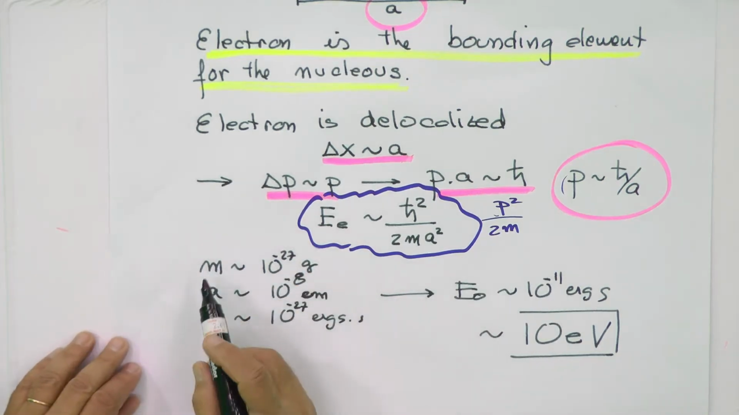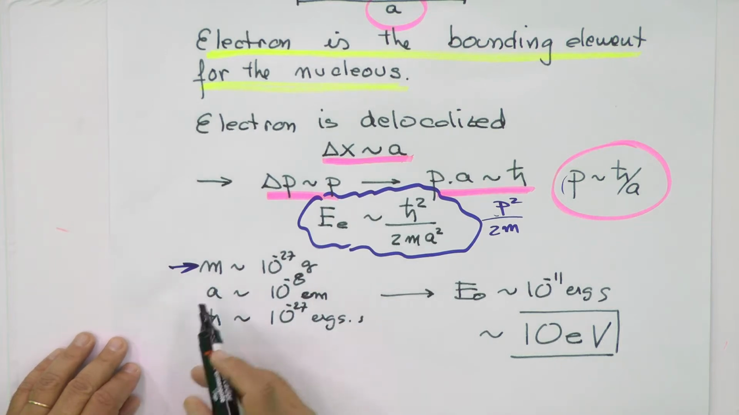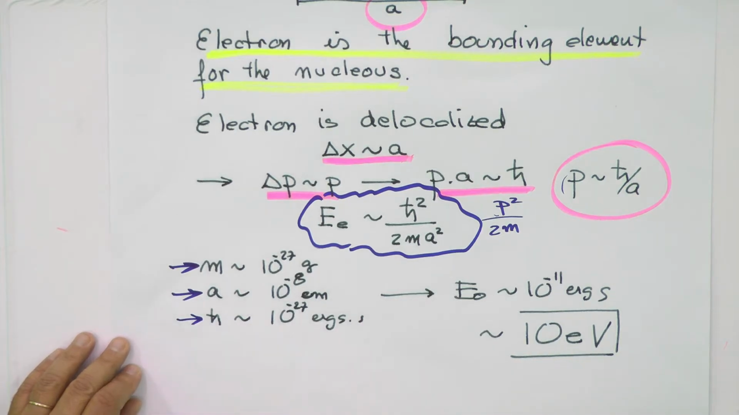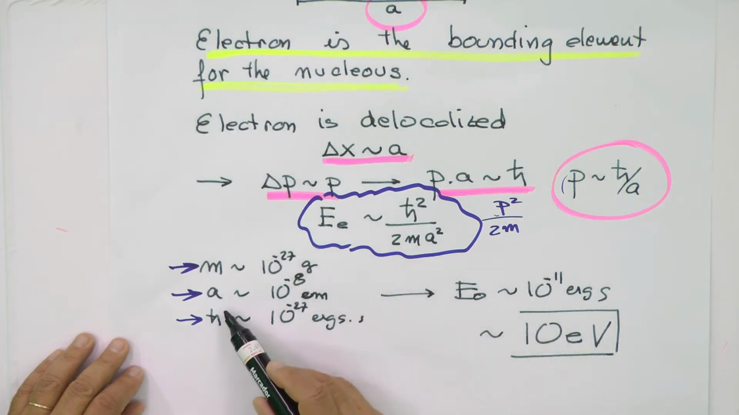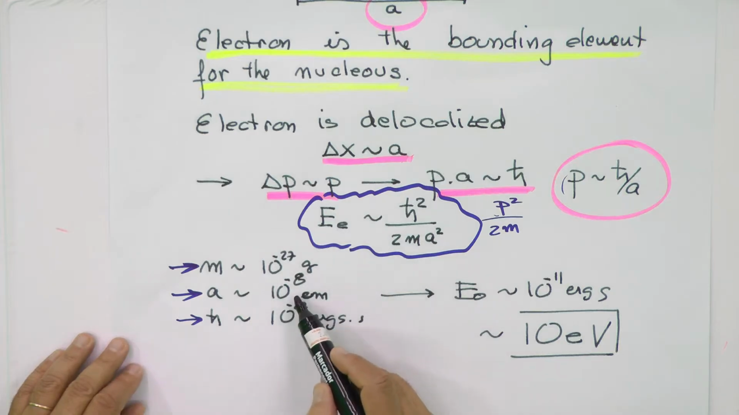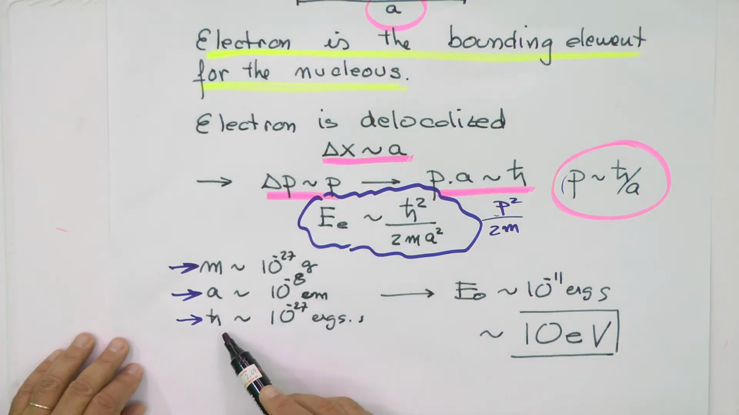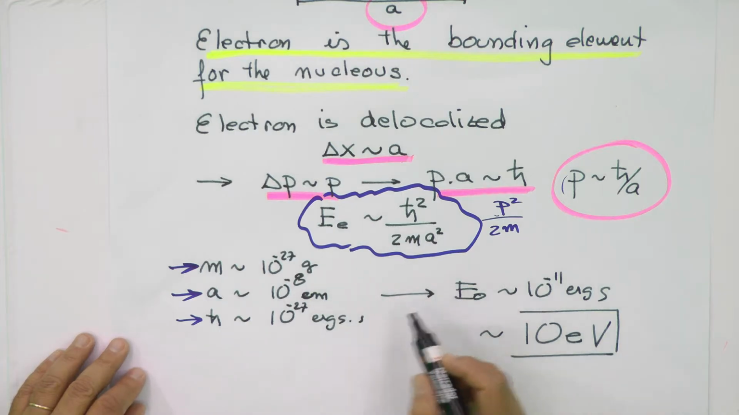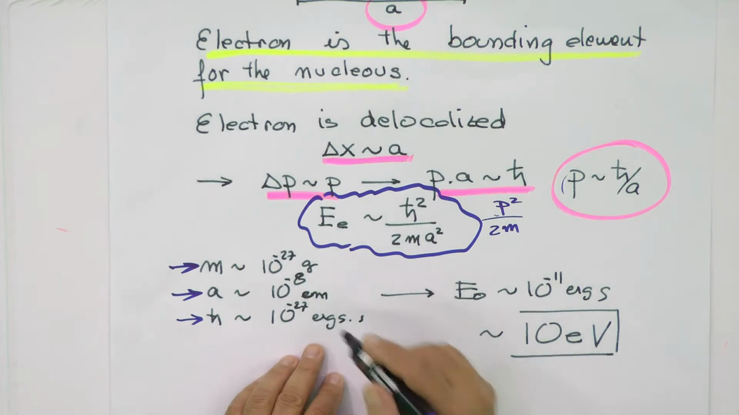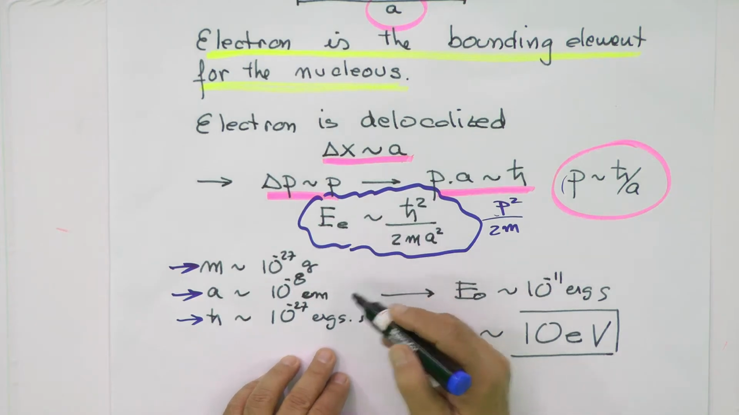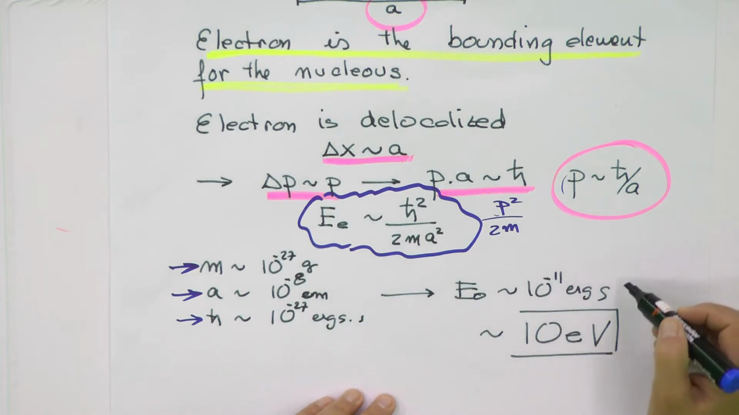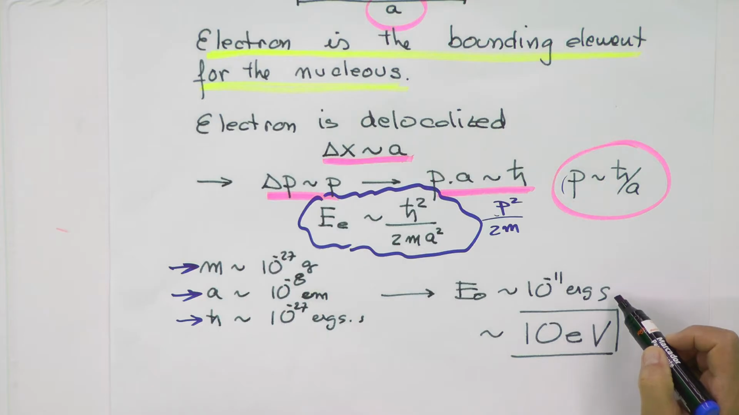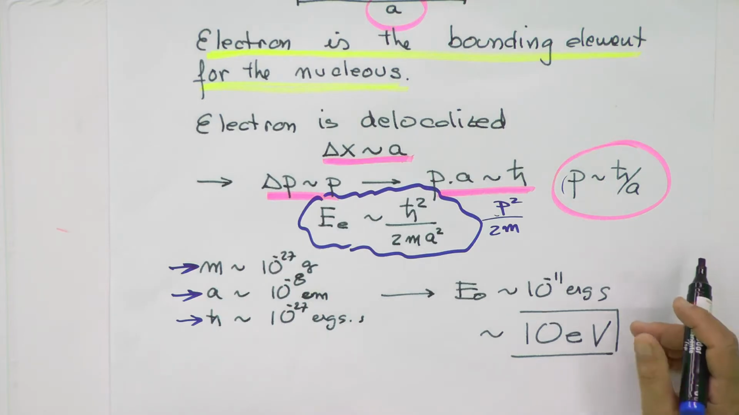Now, we know the mass of the electron. We know A is on the order of an angstrom, right? And we know h bar, the Planck constant. The mass of the electron is on the order of 10 to the minus 27 grams. The distance between the two nuclei is about 10 to the minus 8 centimeter. And h bar is on the order of 10 to the minus 27 erg seconds. So putting all this together in the same units into this expression, we get an energy which is on the order of 10 to the minus 11 ergs. Right? Because we are working in CGS.